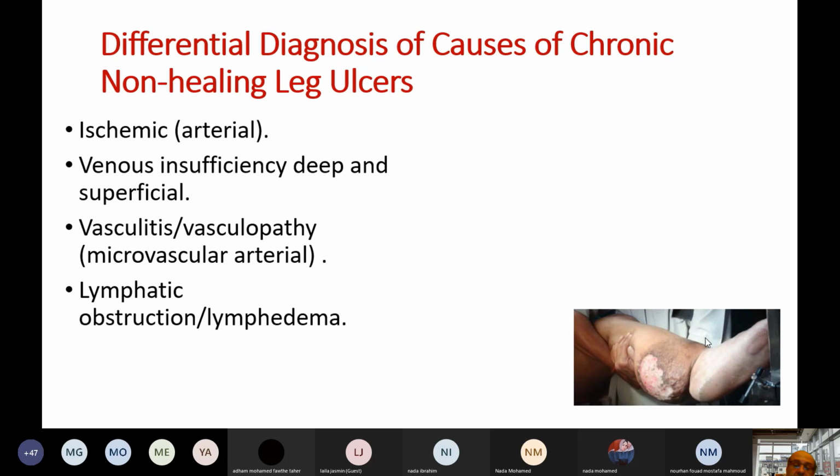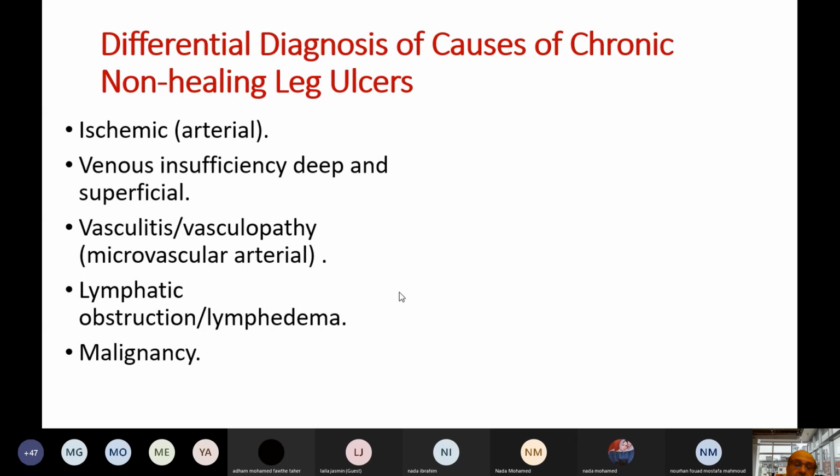We have lymphatic ulcers. Patients have lymphedema, edema that is non-pitting and brawny. Brawny means it is hard, not soft, and sometimes there is an ulcer due to the swollen limb. And lastly, malignant ulcers that you have studied in plastic surgery, which are basal cell carcinoma, squamous cell carcinoma, or ulcerated melanoma.